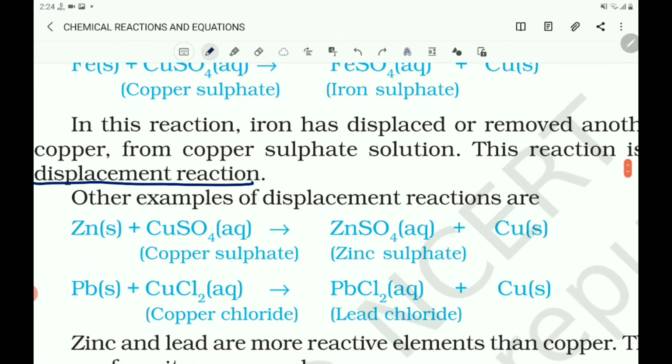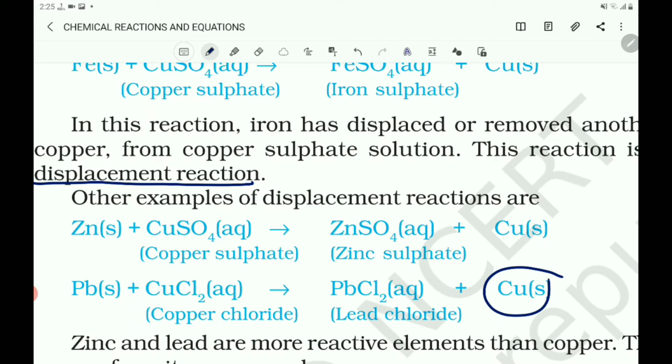One more example is lead. Lead reacts with copper chloride, CuCl2. Here also the copper is displaced by lead. See here, in the place of copper you got Pb, and in the place of Pb you got copper. So here copper is displaced by lead. So you got lead chloride, PbCl2. CuCl2 is converted into PbCl2. And you got the element copper, the metal copper.